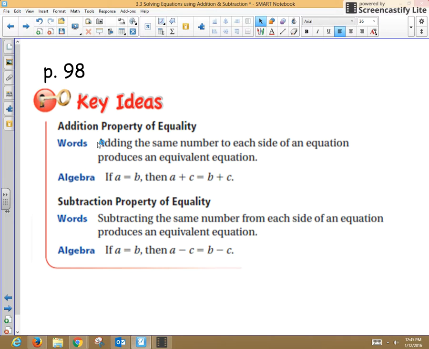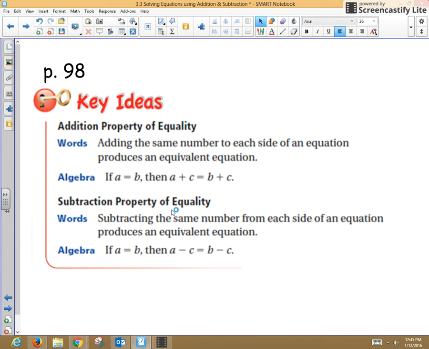Our key idea for today is the addition property of equality, and it says that adding the same number to each side of an equation produces an equivalent equation. So if A equals B, then A plus C equals B plus C.